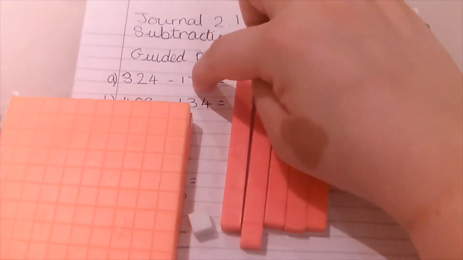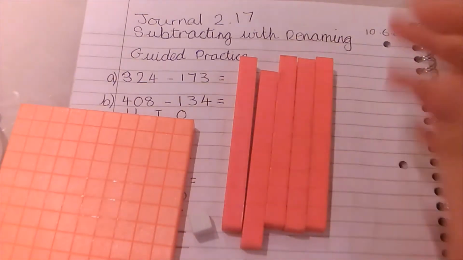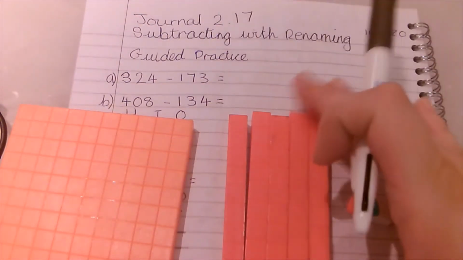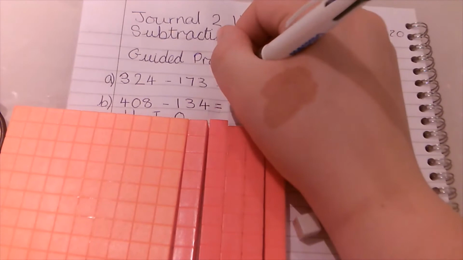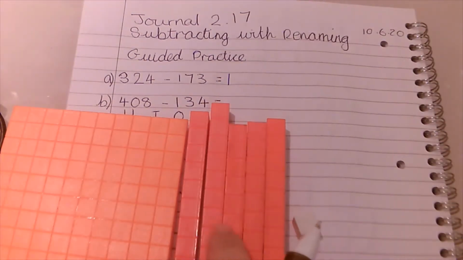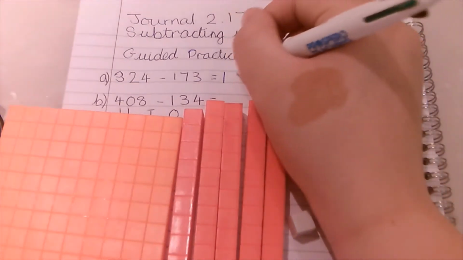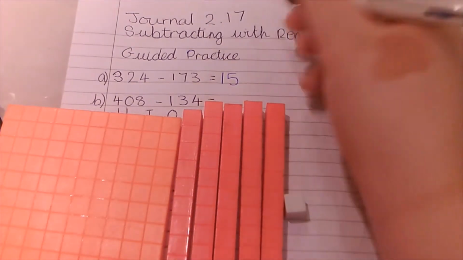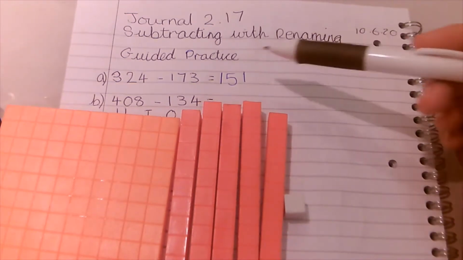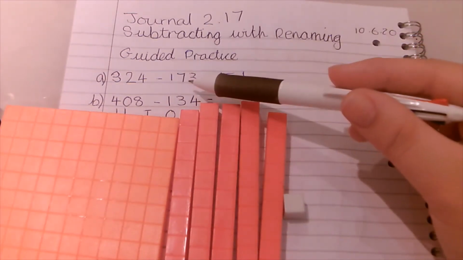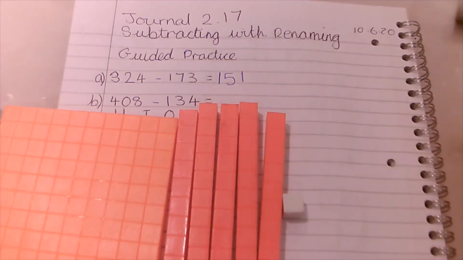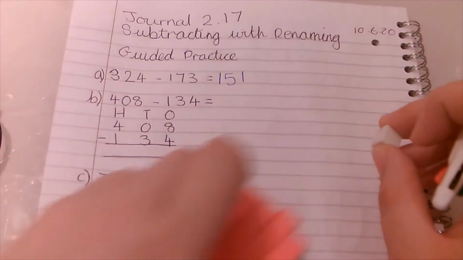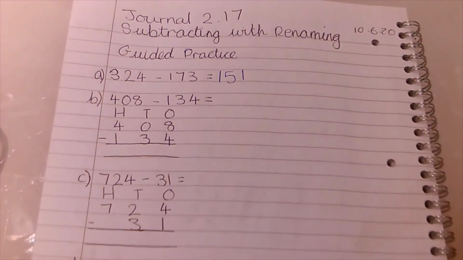And finally, we've done our ones, done the tens, we need to take away the hundreds. We need to take away 100. So 100 is gone. Now we can count up how many we have left. It's not in the right order. We have 100 left. We have 1, 2, 3, 4, 5 tens left. And we have 1 left. So our answer is 324 take away 173 is 151. Fantastic.